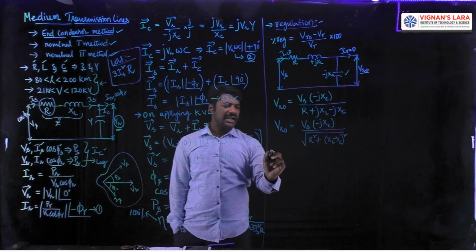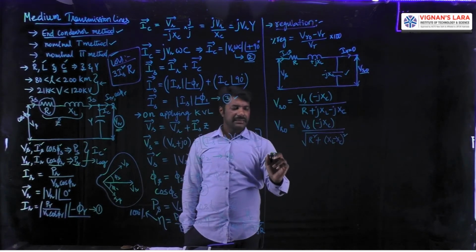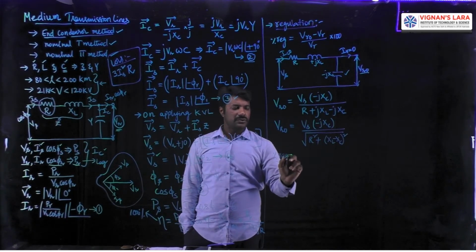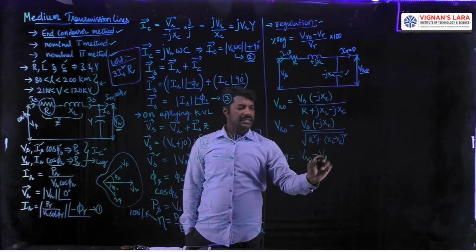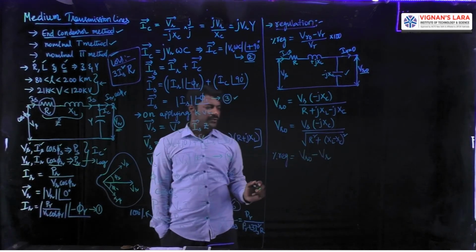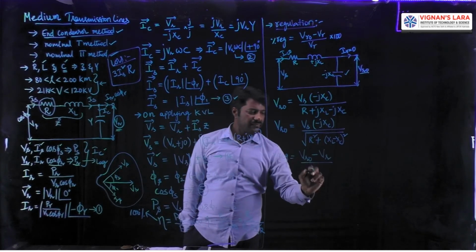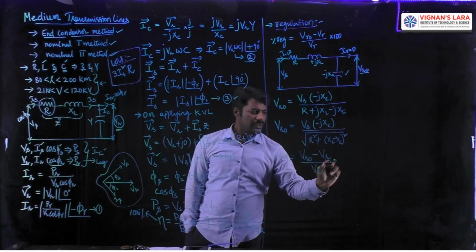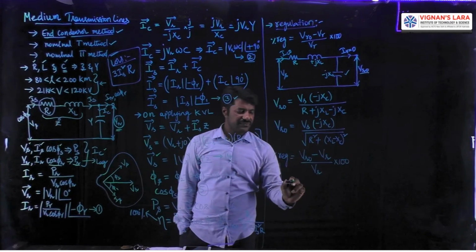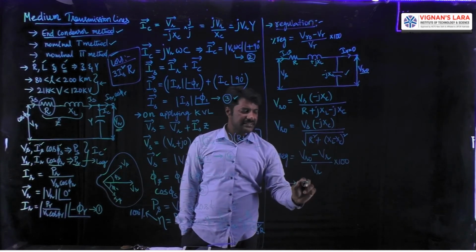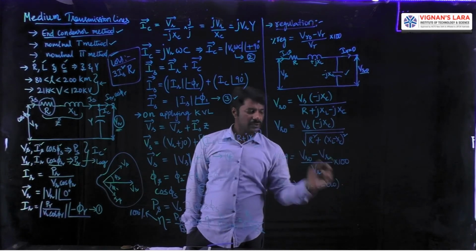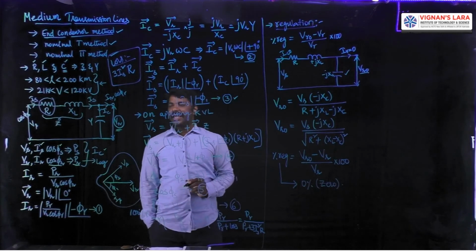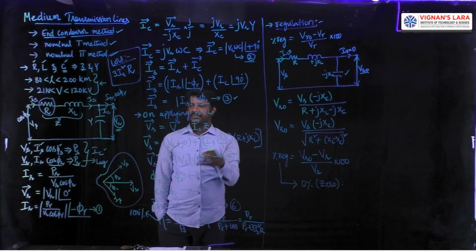Once this VR naught is obtained, then the percentage regulation is equal to VR naught minus receiving end voltage at full load VR, divided by VR, into 100. So the ideal value of this regulation is 0%. Hope this is the analysis of our entire network.